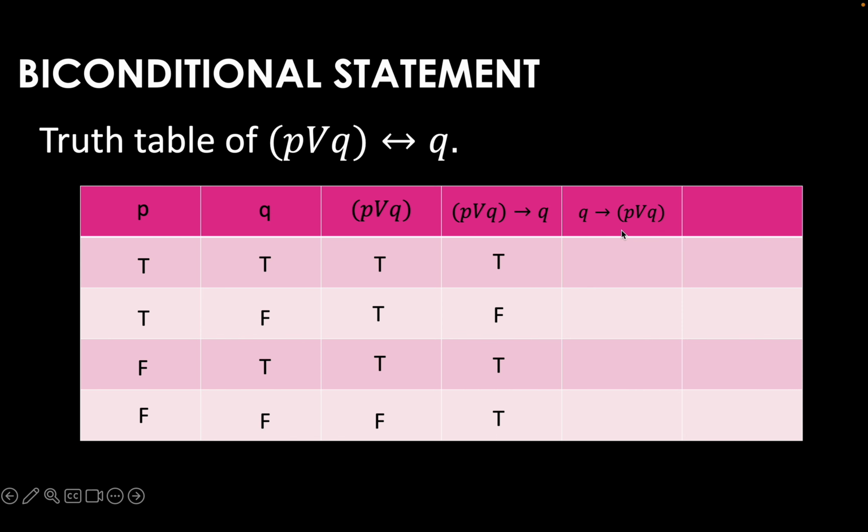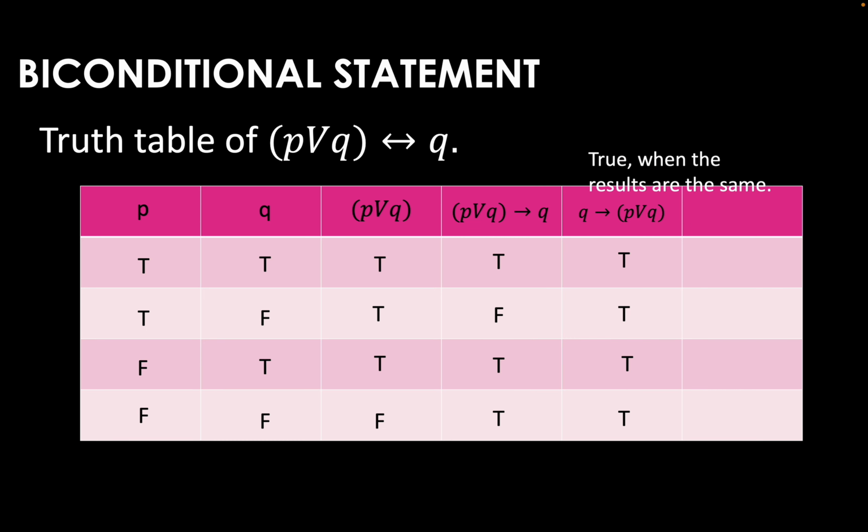So Q implies P or Q. This will be your first statement, your Q, and your second statement is P or Q. So true, true, that is true. False, true, that is true. True, true, that is true. And false, false, that is true.